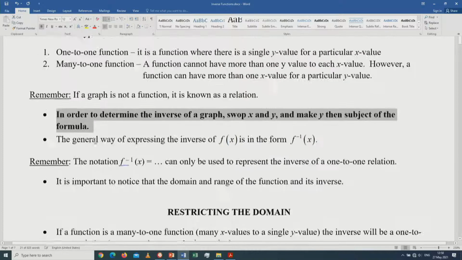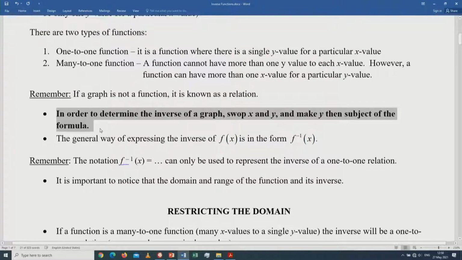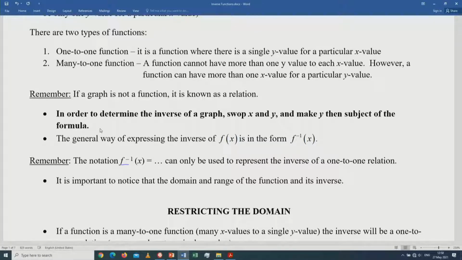So how do we determine the inverse? In all the three functions that I've indicated, in order to determine the inverse of a graph, x and y values must be swapped. And after swapping them, you make y the subject of the formula. Grade 12 learners, you must have heard me very well. You start first by swapping, and then you make y the subject of the formula.